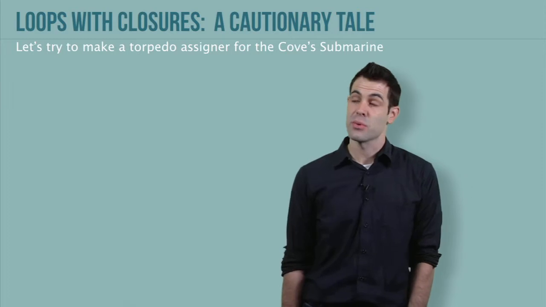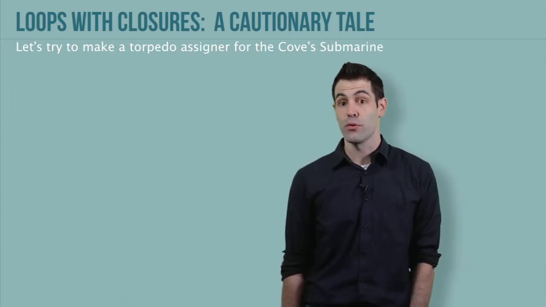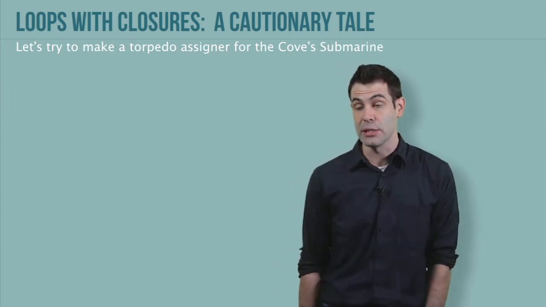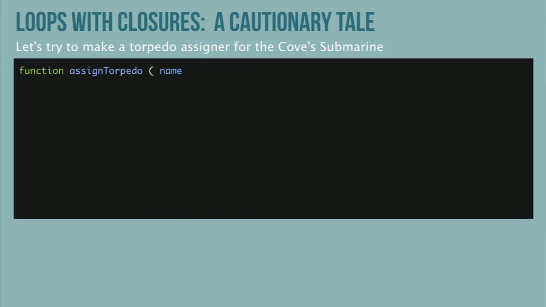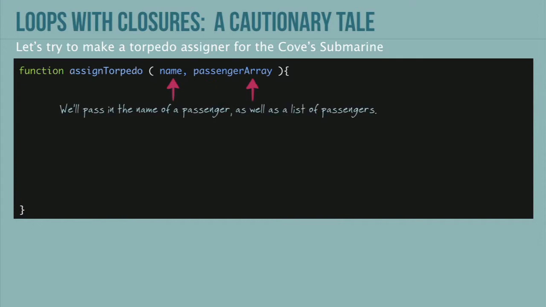So what we're going to do is we're going to try to make a torpedo assigner for our Cove's submarine. Let's take a look at that. We'll build a function called assignTorpedo. That means we're going to try to give a specific passenger on the submarine a torpedo to be in charge of. We'll pass in the name of a passenger, as well as a list of those passengers.